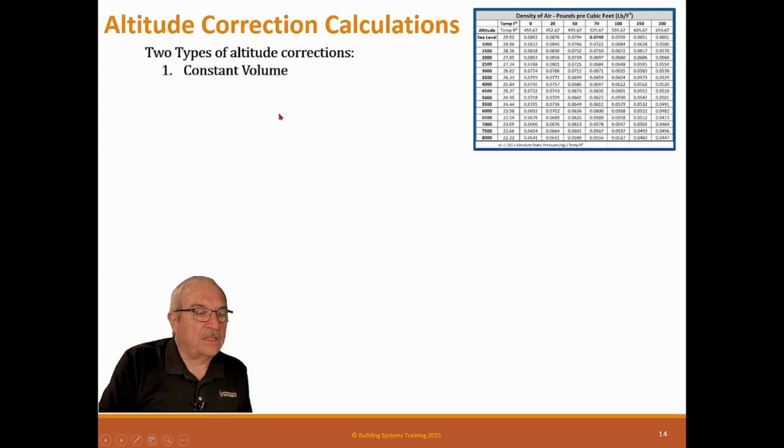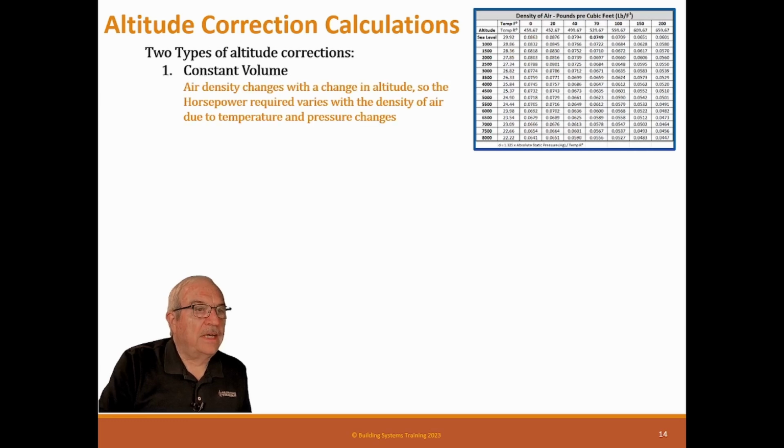One is for constant volume, which is for, remember that a fan is a constant volume device, and the CFM is the same no matter what altitude you are, but what changes is the weight of the air. And of course, the second one, air density changes with a change in altitude, due to the temperature and the pressure change.